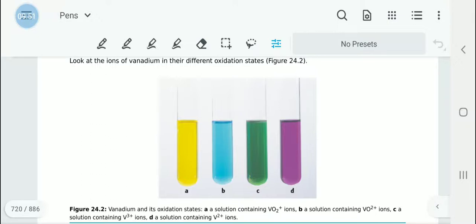Then a solution containing VO2 plus is B. That is 2 plus remaining. 1 oxygen is there, so 2 minus is there. That is going to be plus 4. Then number 3 has given its charge, it is a 3 plus ion. Then D is a 2 plus ion. So 2 plus, 3 plus, 4 plus and 5 plus, they have these distinct and variable colors.